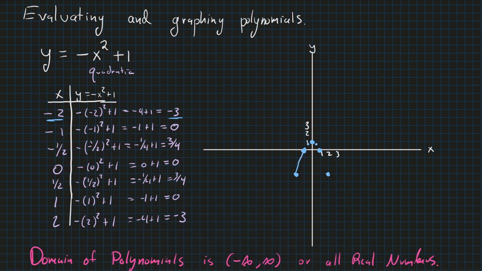So playing connect the dots, we know it at least looks like that. And what's nice about polynomials is that if you've captured all the key features, you can just assume that this comes down as well. And that's the rough idea on how to graph polynomials.